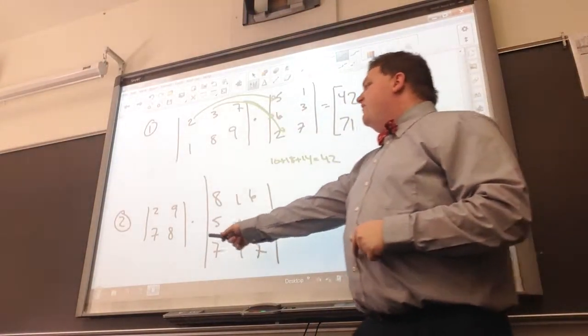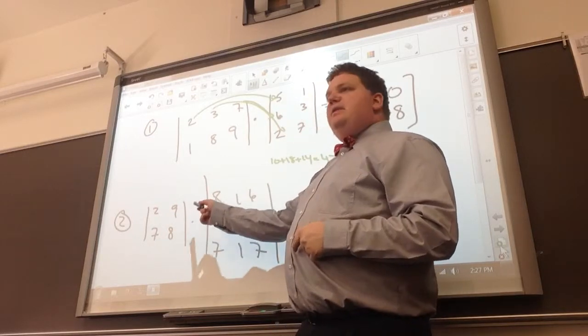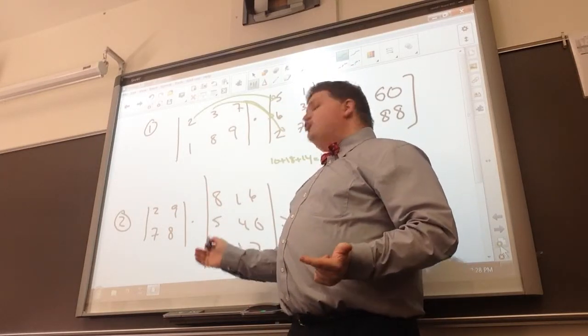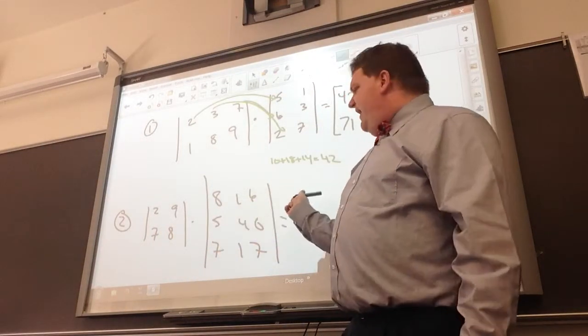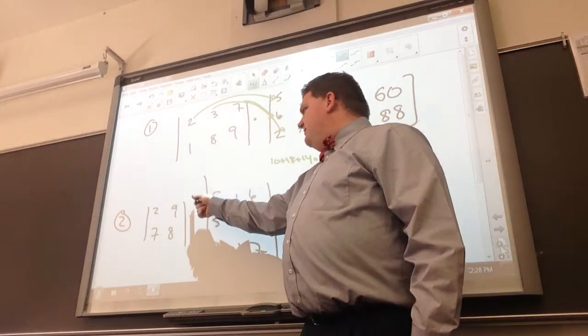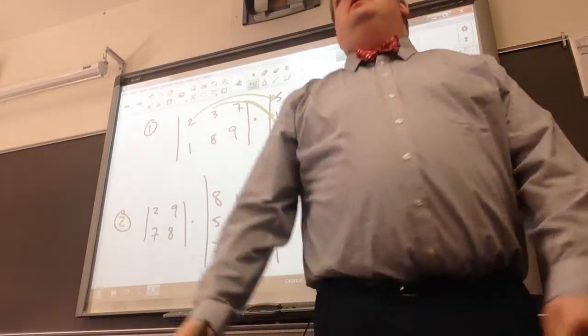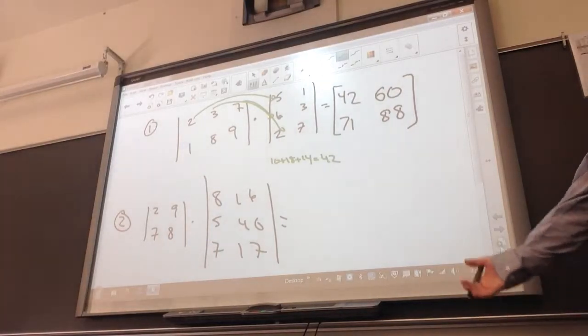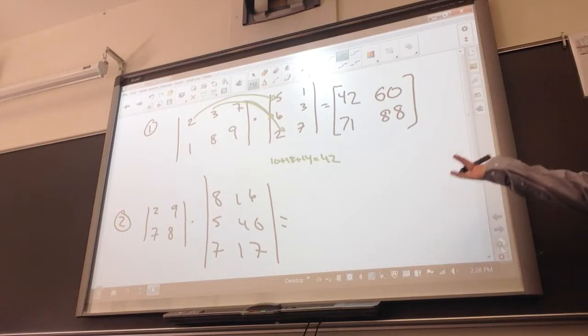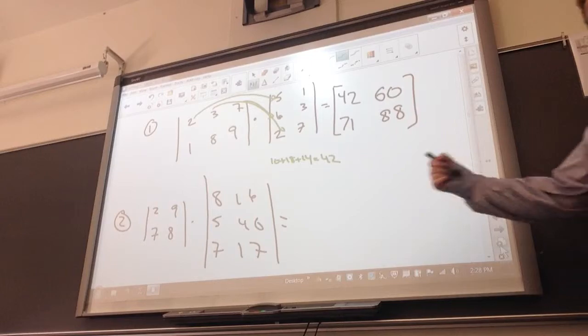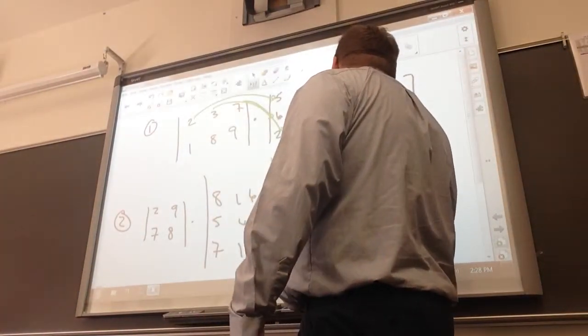No. The number of columns over here does not line up with the number of rows in this one. If I tried to do this, 2 times 8 is 16, 9 times 5 is 45, plus, I'm missing something to multiply by the 7. So I don't have enough columns in my first one in order to do it. When that happens, you'll basically hit a wall. You'll have stuff that needs to be multiplied, but nothing to multiply it by. And it's not a 0. It's literally can't do. So the way to answer this is just, can't be done.